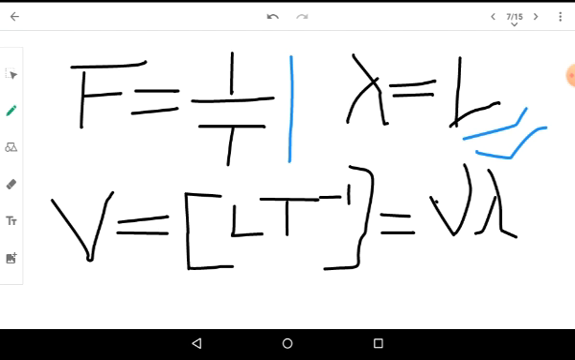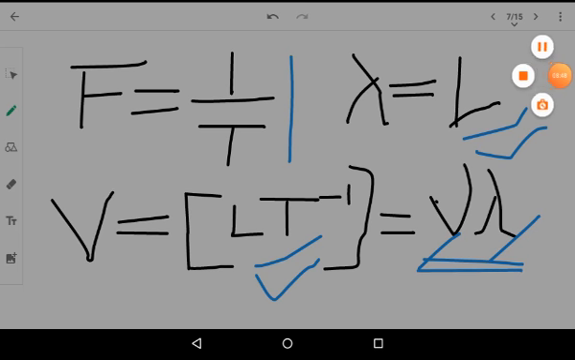So now we want to relate time and length. When we relate time and length in this format, the dimension formula for velocity is Lt minus 1. When we arrange them in this way, length we get as lambda, and T minus 1 for mu. So we get mu lambda, and this is what we call the speed of wave.